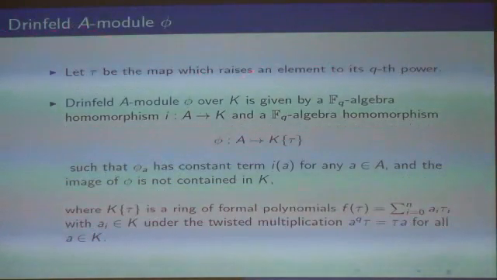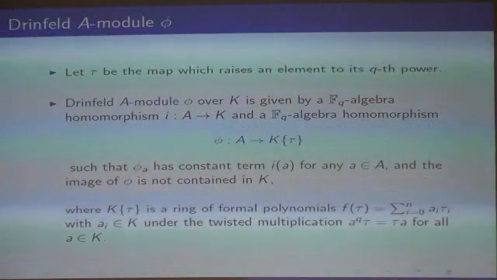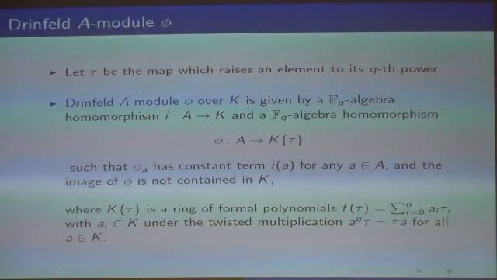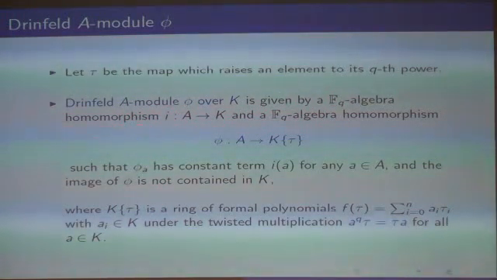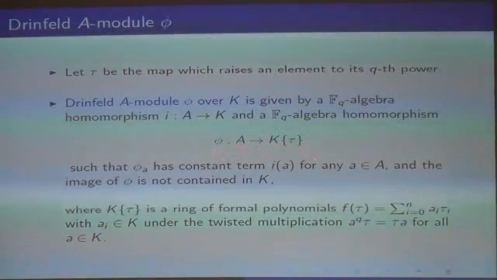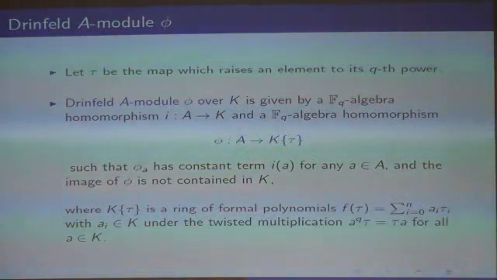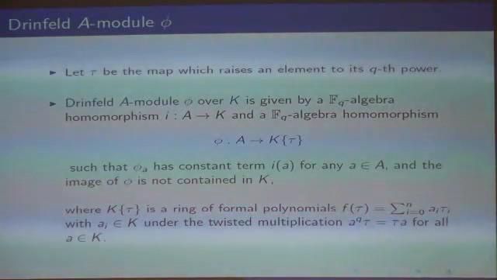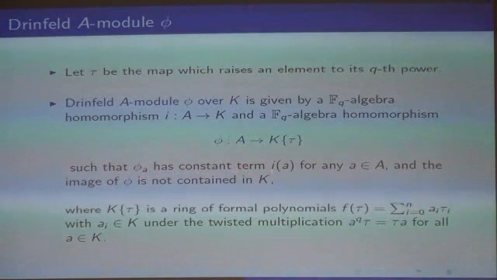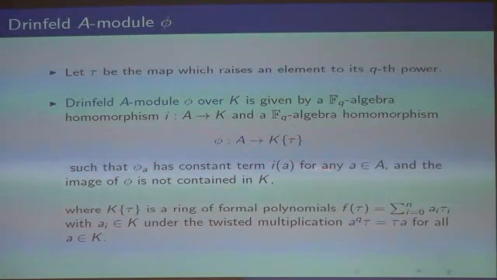Okay, tau is the map raising an element to its q-th power: x to the tau is x to the q. And a Drinfeld module is given by two things. One is a homomorphism iota, which can be taken as an inclusion, or just a general F_q-algebra homomorphism from A to K{tau}. What I mean by K{tau} is the ring of formal polynomials with twisted multiplication with tau. And phi sub A has constant term iota(A), and the image of phi is not contained in K.